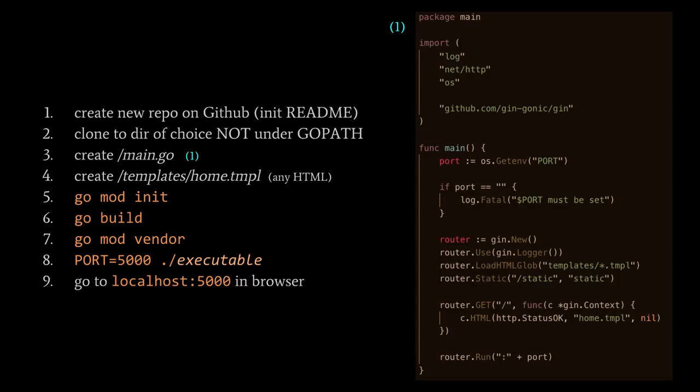So once you have a new project directory, inside that directory, create main.go, and put the text you see here on the right in that file. Create a templates/home.tmpl file. And it doesn't really matter what's in there, just put any HTML if you like. I'll show you some sample HTML in the next slide you might put in there.